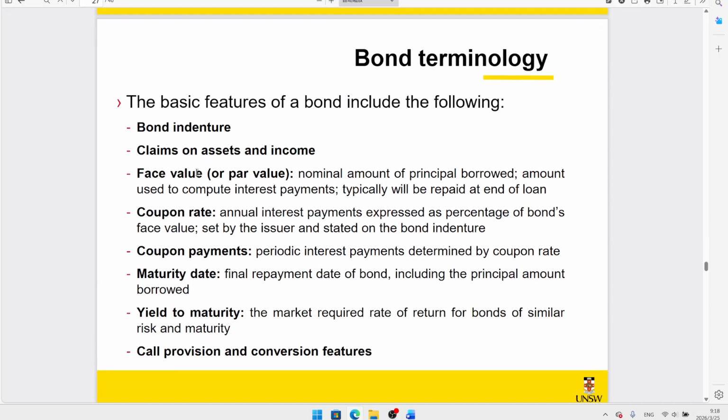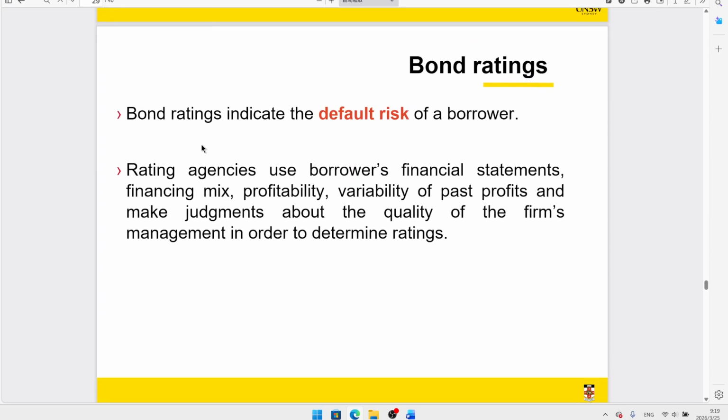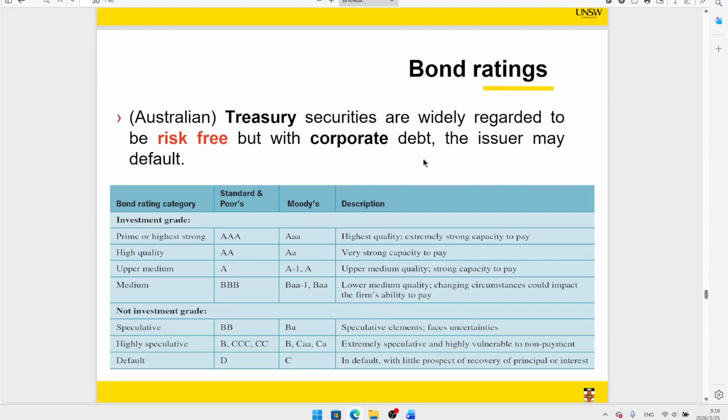There are many terminologies in the bond: the bond, income, asset and income, face value, coupon rate, coupon payment, maturity date, yield to maturity, call provision, and conversion features. Yes, we can find that. And there is a very important one called bond rating. Bond rating indicates the default risk of the borrower. That's the rating from Standard & Poor's and Moody's.